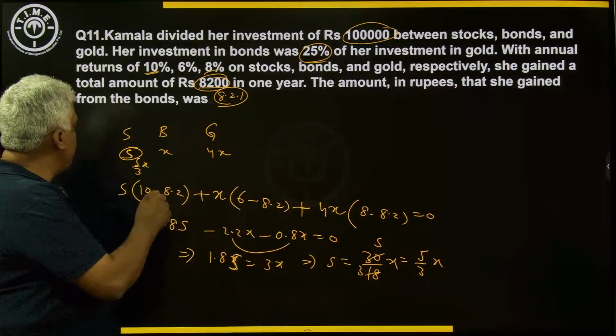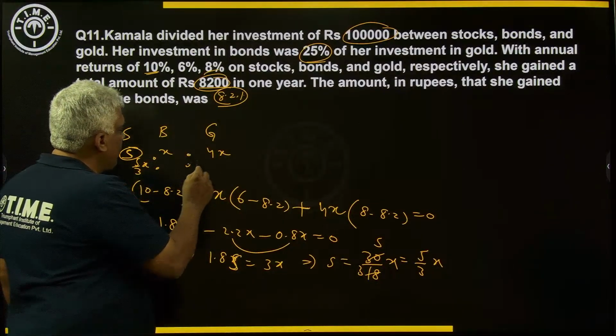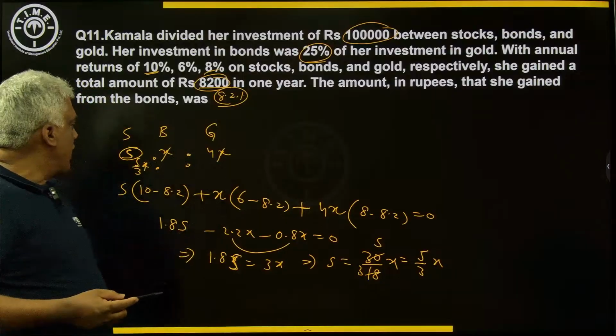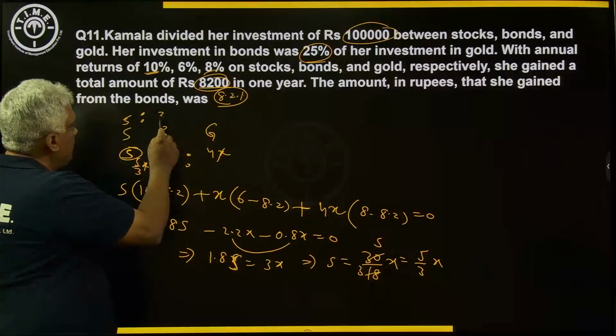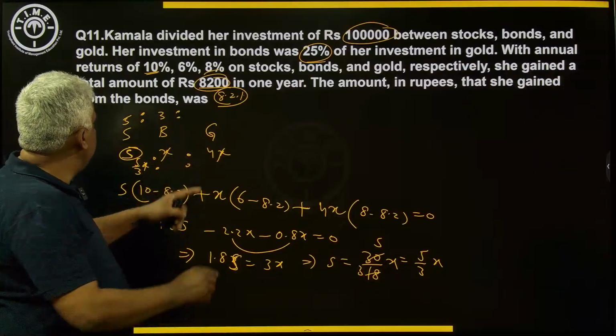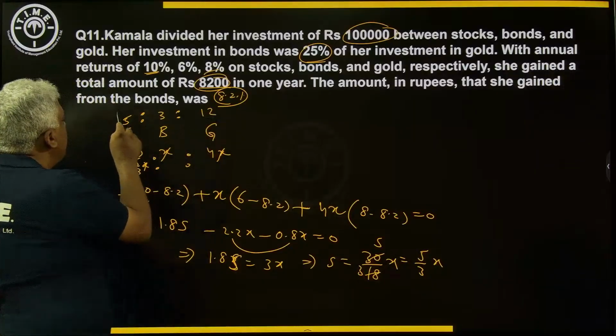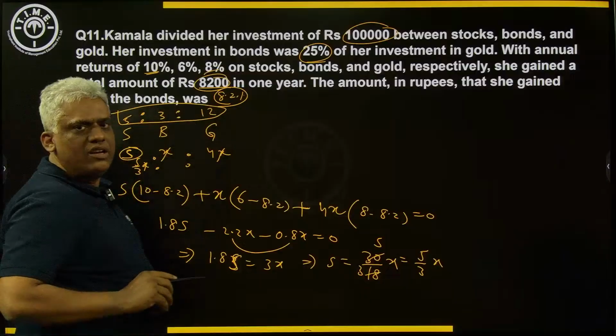Now you can find the ratio, right? So you see x gets cancelled. We can multiply by 3. So it is 5, this is 3, and this is 12. So we got the ratio of the investment in these 3 investments, right?